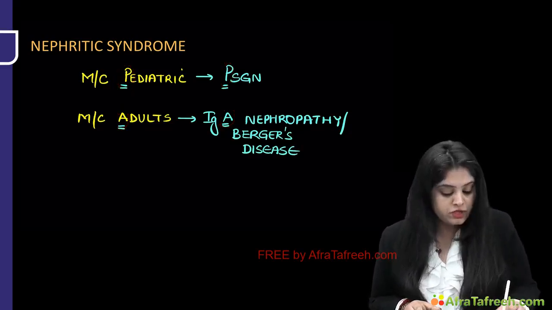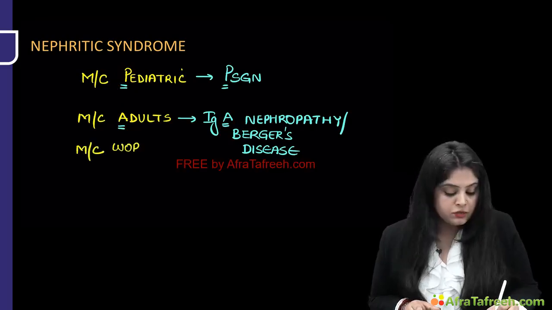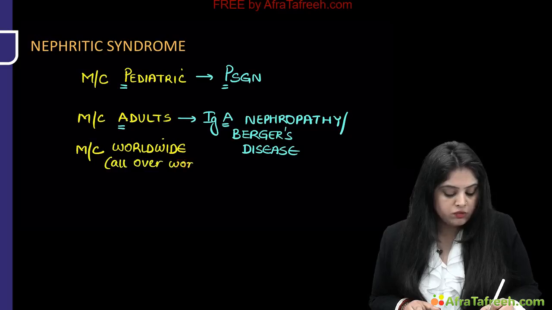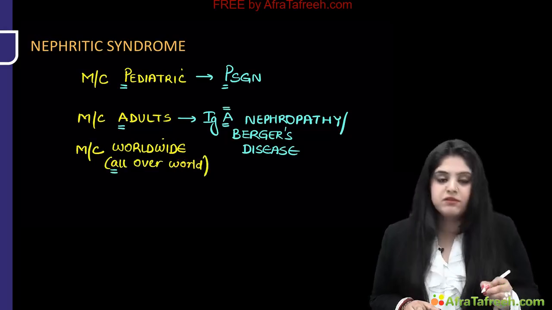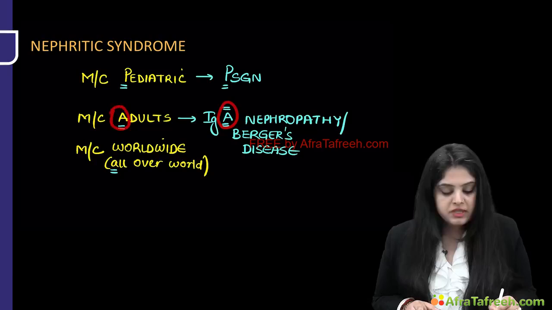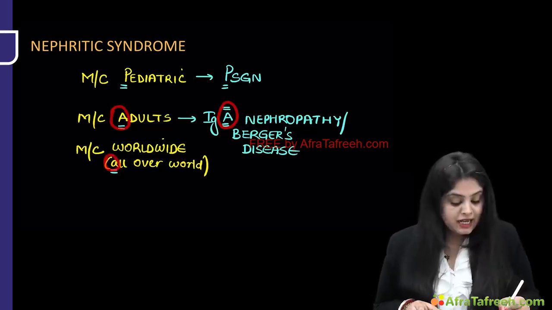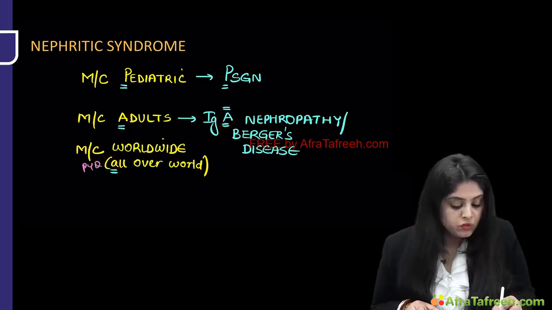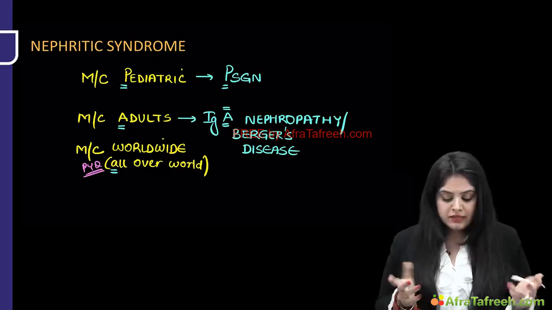But now if I twist the question and ask you, which is the most common nephritic worldwide? So instead of learning it worldwide, I have learned all over the world. All over the world, because that also gives me a mnemonic that all over the world also IgA nephropathy is common. Simple. So IgA tells me that not only is it more common in adults, but it is also more common nephritic all over the world. And that has been a previous year question. Which is the most common nephritic overall all over in the world? IgA nephropathy.